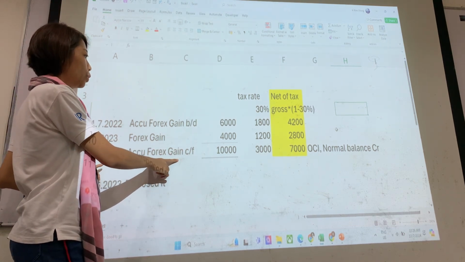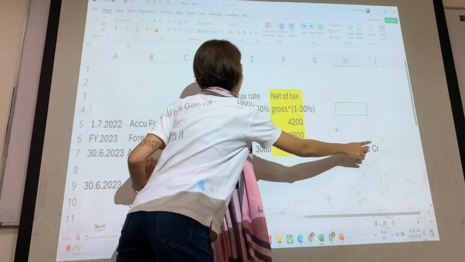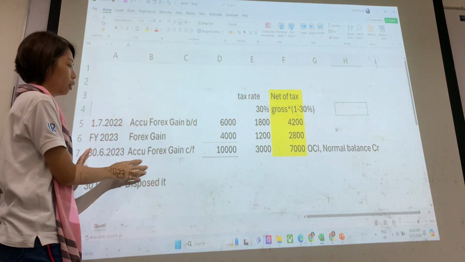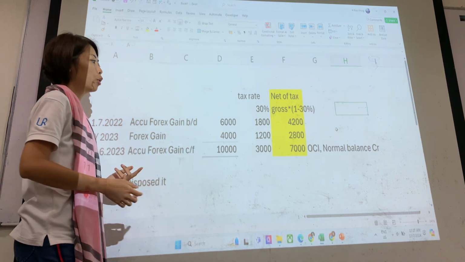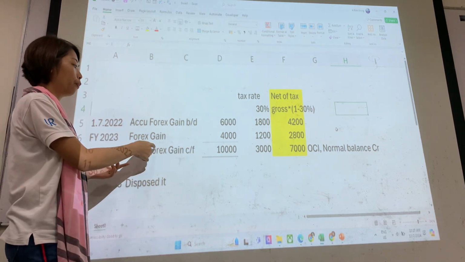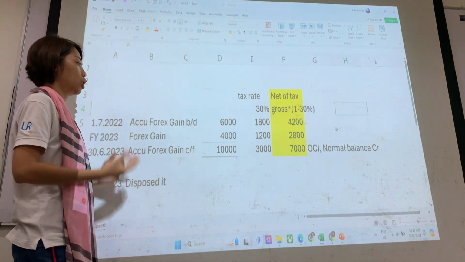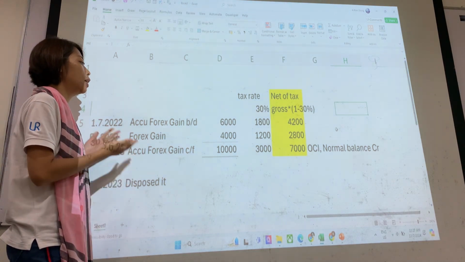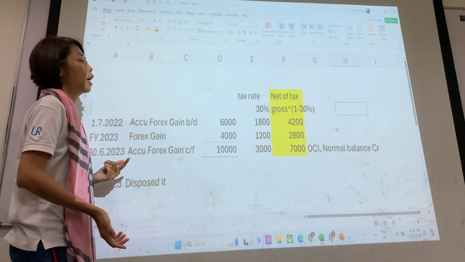Because I want to zeroize it, I dispose it already, so I want to debit, do the opposite. I want to debit accumulated foreign exchange gain, make it zero. So what should I credit? I'm going to credit forex gain, a realized foreign exchange gain. So now finally this gain is realized already because I'm not running the operation anymore.